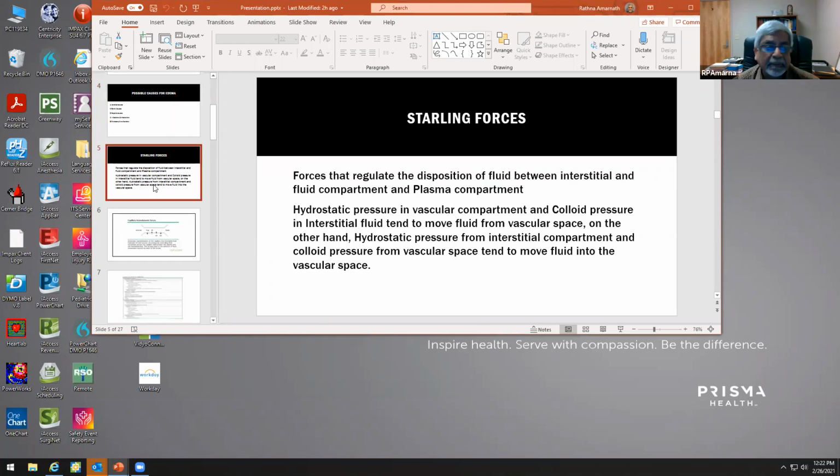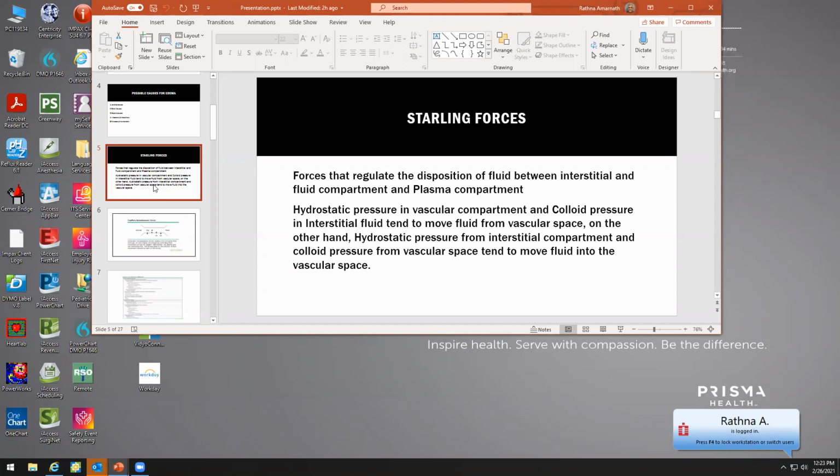Now, the cause of edema is basically an alteration in the Starling forces. Starling forces are the forces that regulate fluid movement between the interstitial space and the plasma compartment, all right? There are two components to these forces, the hydrostatic pressure and the colloid pressure or oncotic pressure. It's present both in the intravascular compartment as well as in the interstitial compartment. So if you remember the physiology.